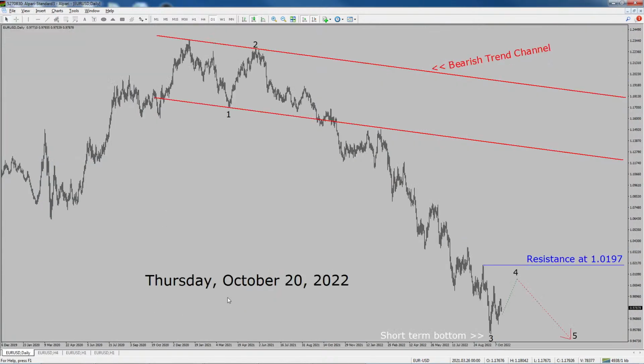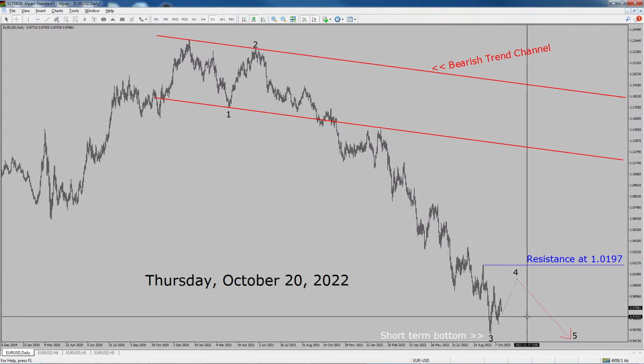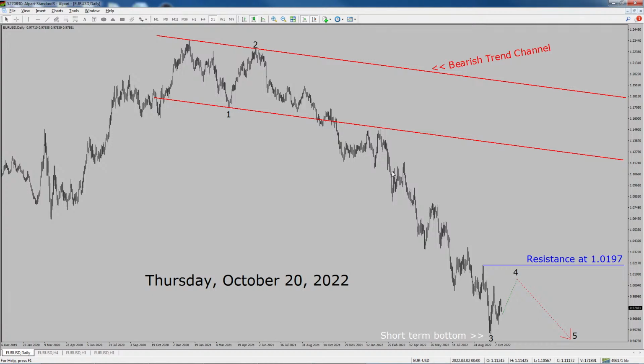Today is Thursday, October 20th, 2022, and I'm going to analyze the euro dollar currency pair. Price action is basically printing lower swing highs and lower swing lows. You can see prices keep going lower and lower. Looks like stair steps, price just keeps going down and down, and it's a nice downtrend in my opinion.